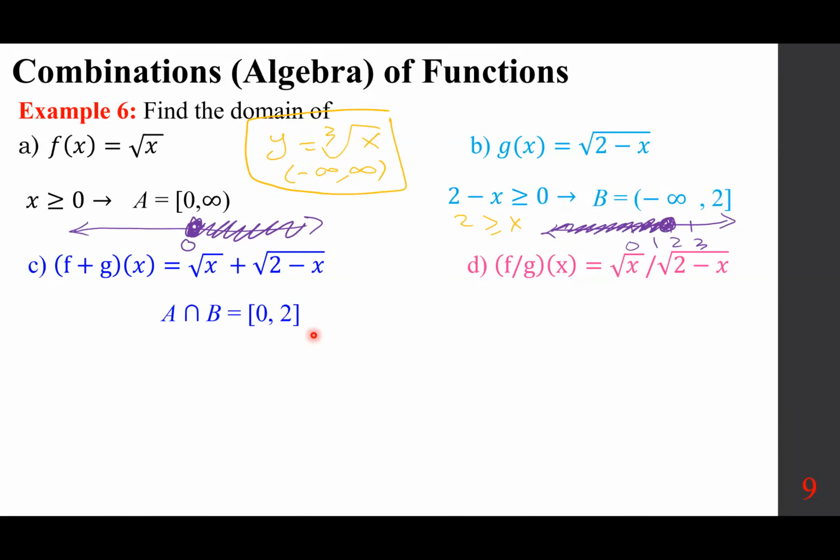What about this one? The same thing, but we want to be careful since we are dividing by g. Whatever makes g 0 is out. So what makes g 0? x equals 2. So the 2 is out. So the difference is, now use a parenthesis. 0 is included? Yes. 2 is included? No, not in this case.